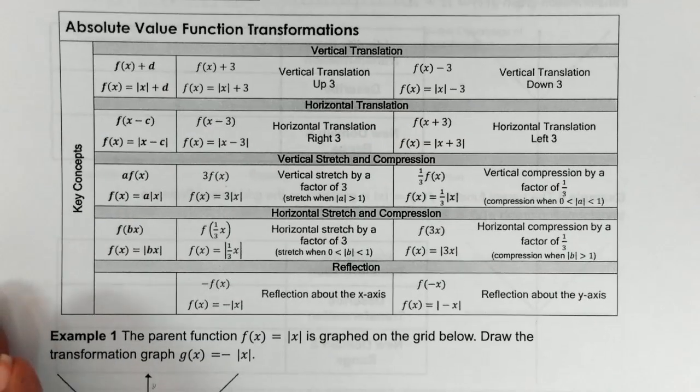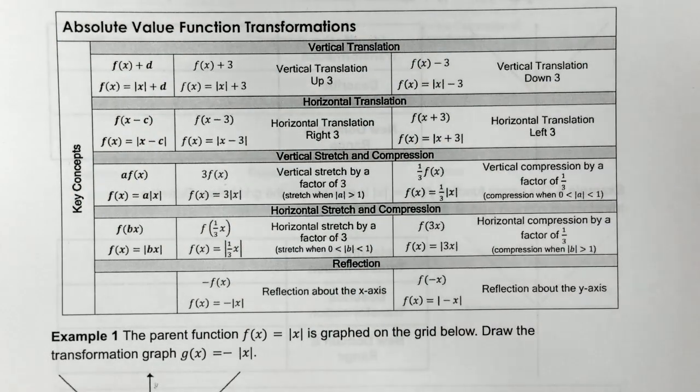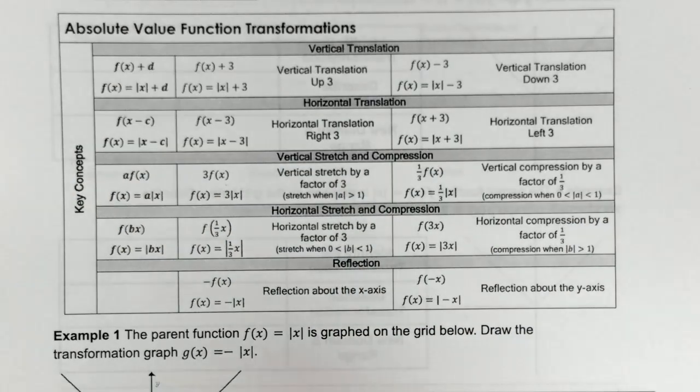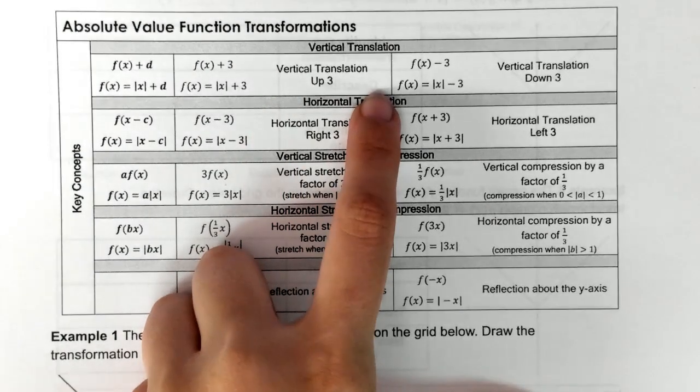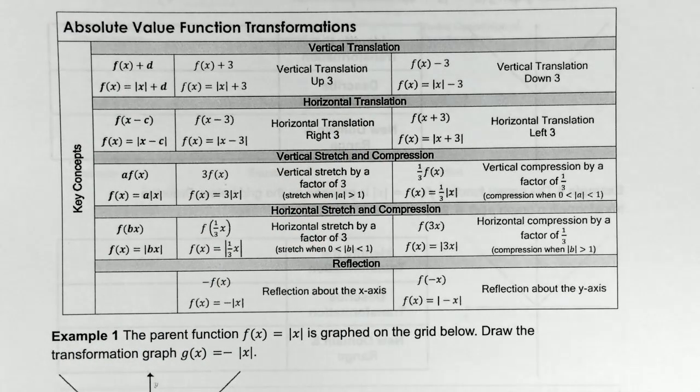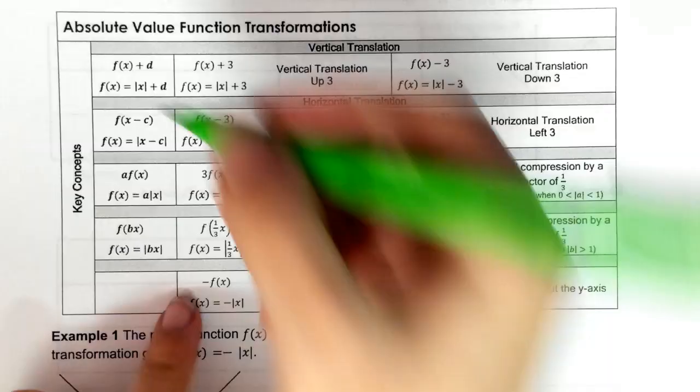Now, this is a nice, handy chart. It's a lot of information, so we'll go back to it, but this is all of your transformations all in one place. So we have vertical transformations, and for my vertical transformations, I can see that I have transformations happening outside of my function.